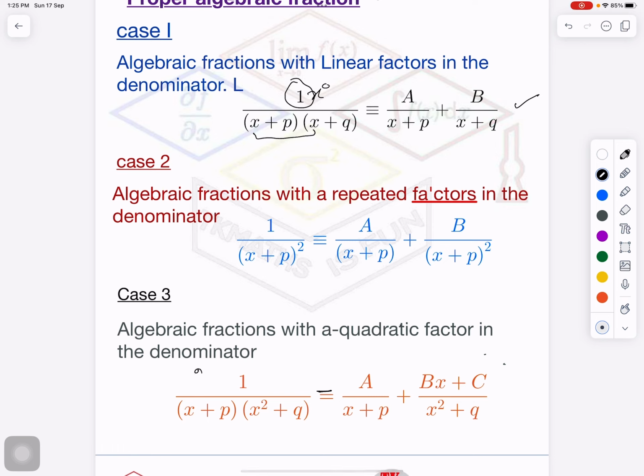Similarly, if you see here, even if I had here, for example, I'm just taking an example, suppose I had here 2x plus 3, okay? So the degree of the numerator is what? X power 1. And what is the degree of the denominator? If you multiply it, it is x cube. So when the numerator has a polynomial with a smaller degree compared to the denominator, then we call it proper algebraic fraction.